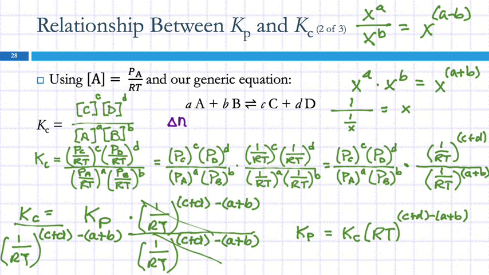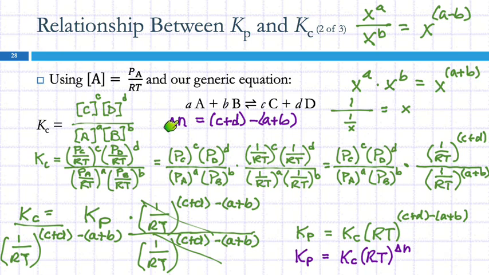So we're going to define delta N as being C plus D minus A plus B. So then we end up with the relationship KP is equal to KC times RT raised to the power of delta N. What delta N is, we're looking at the moles of gas products added together, and we're subtracting the moles of gas reactants added together.